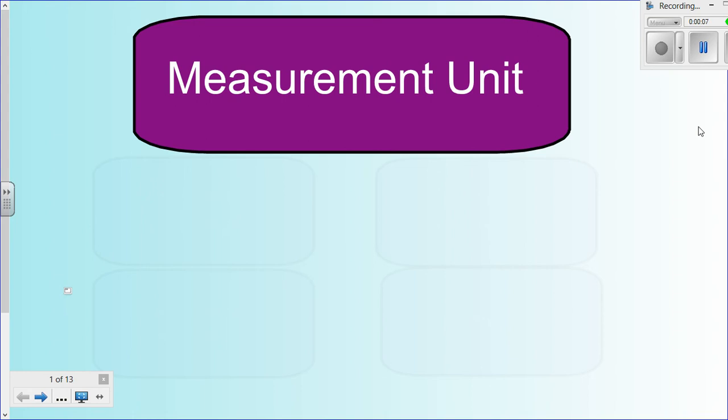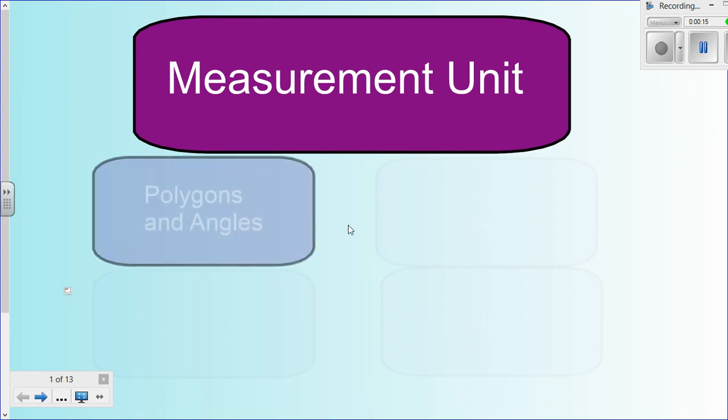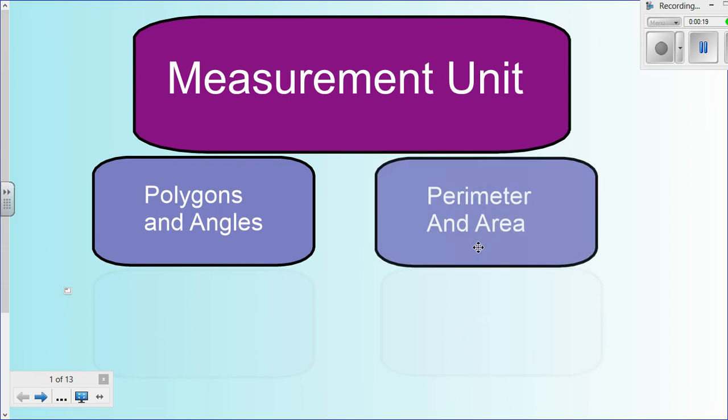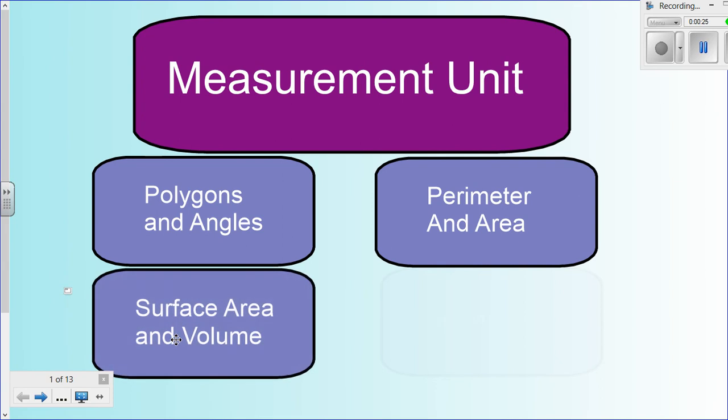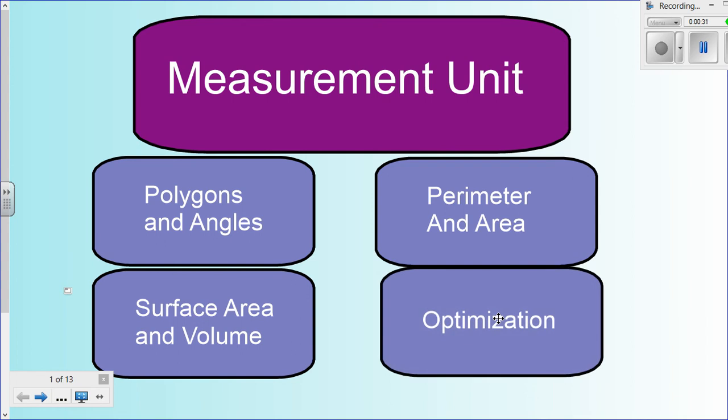The unit that we're going to be flipping is the measurement unit. It can be broken down into 4 separate categories. The first category is polygons and angles. Then we're going to be looking at perimeter and area of 2-dimensional figures, the surface area and volume of 3-dimensional figures, and then finally we will end with the optimization of both 2-dimensional and 3-dimensional figures. So let's get started with polygons and angles.